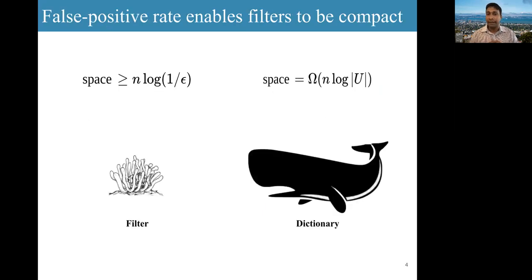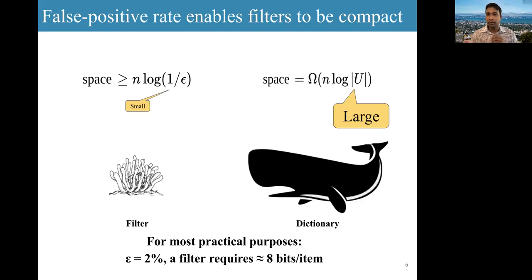So why do we care about filter data structures? Filter data structures use much less space compared to an exact data structure like a dictionary. On the left-hand side, we have the space usage of the filter, which is dependent on the false positive rate of the filter, for example, epsilon. On the right-hand side, we have the space usage of a dictionary data structure, which is dependent on the size of the universe. A common rule of thumb is that for most practical purposes, we configure filter data structures to have a 1 to 2% false positive rate. And in those cases, a filter data structure uses 1 byte per item, compared to a dictionary data structure that can take anywhere between 8 to 16 bytes per item, depending on the size of the keys.